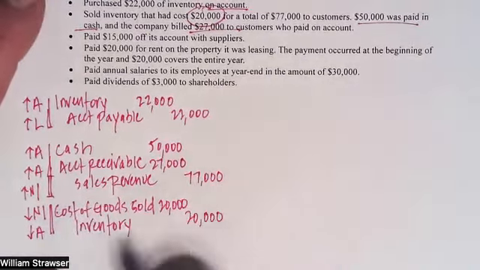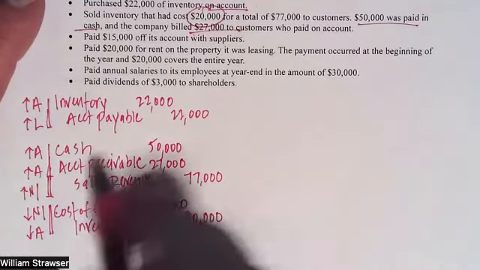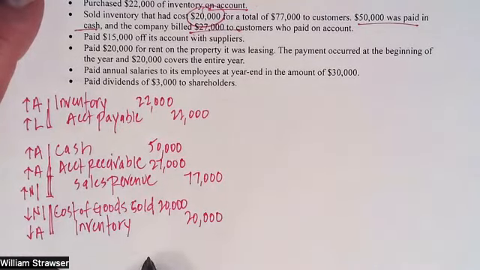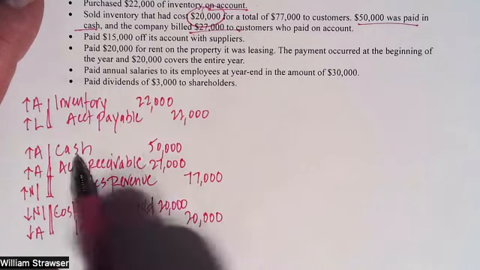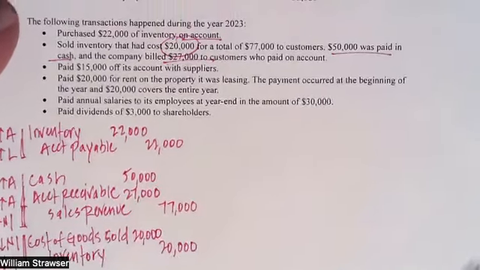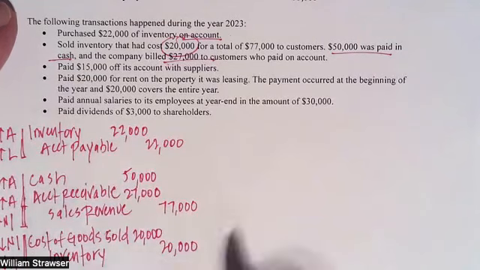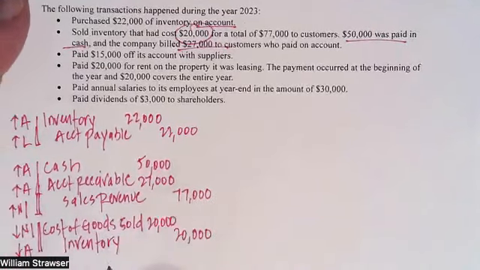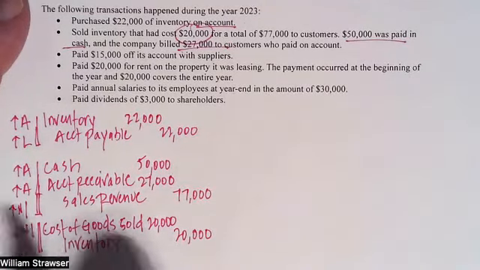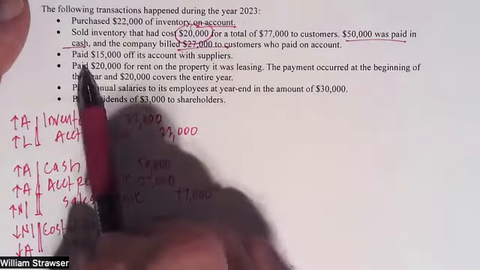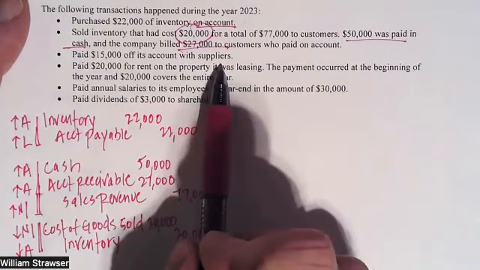So this one is one that people tend to have a few issues with. It is one of the things that's on your homework, a transaction like this where you sell inventory and you get some in cash and some in receivables. So make sure you know this one for sure, or understand what's going on here. So cost of goods sold and expense. Then I paid $15,000 off with my suppliers.